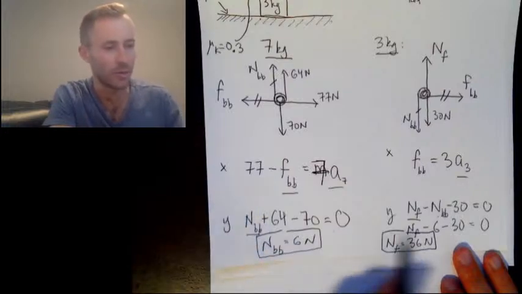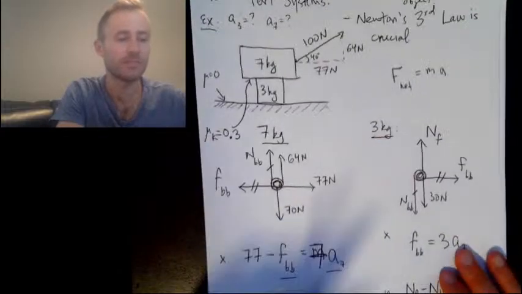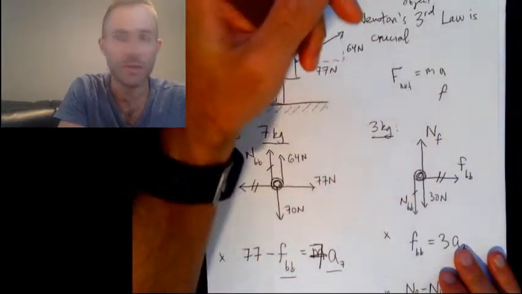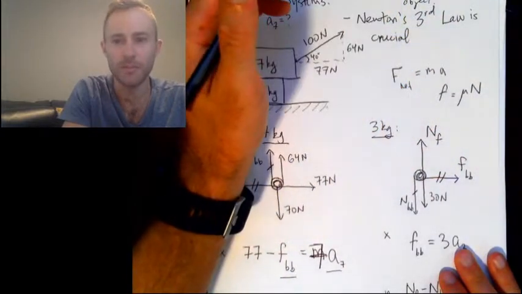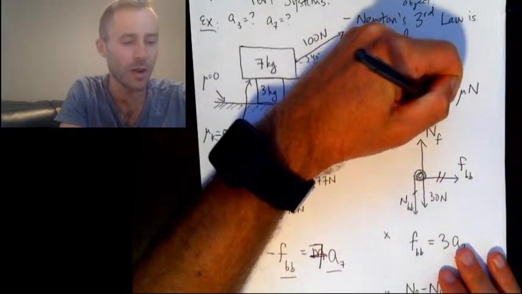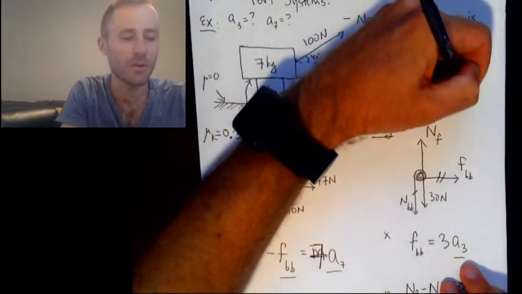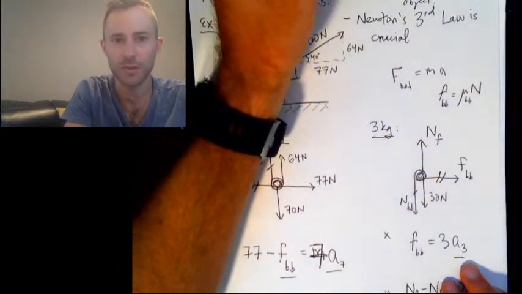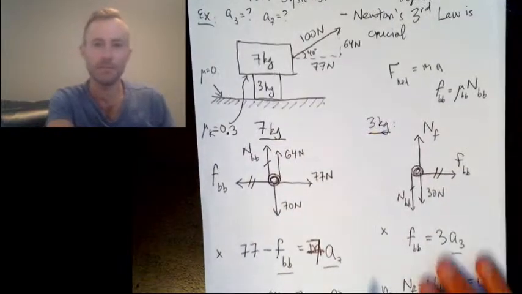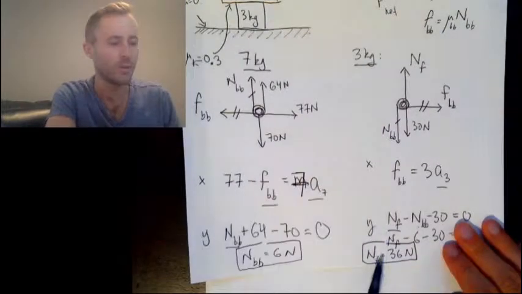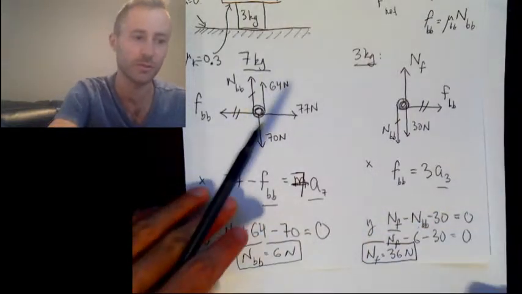So now, once I know the normal forces, that's going to allow me to get friction. The formula for friction is mu times normal. So the friction between the blocks is going to be the coefficient of friction between the blocks times the normal force between the blocks. So the normal force from the floor has nothing to do with the friction between the blocks. It's the normal force between the blocks that determines the friction between the blocks.